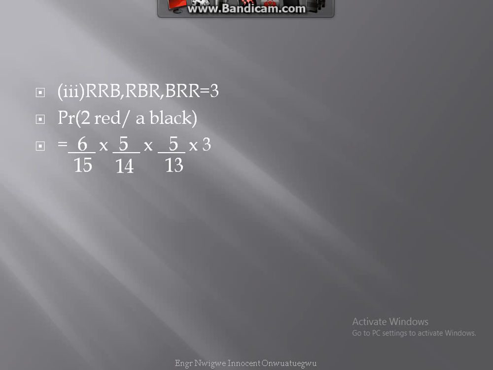That is 6 over 15. We pick 1 ball, we now have 5 over 14. We now pick another black ball, which we now have 5 over 13 times 3 picks, which will give us 450 all over 2730, which will give us 45 over 270.